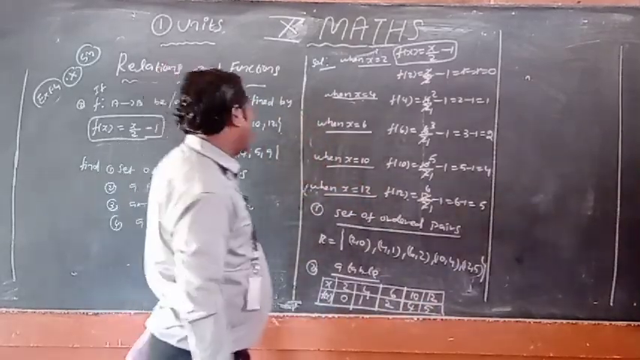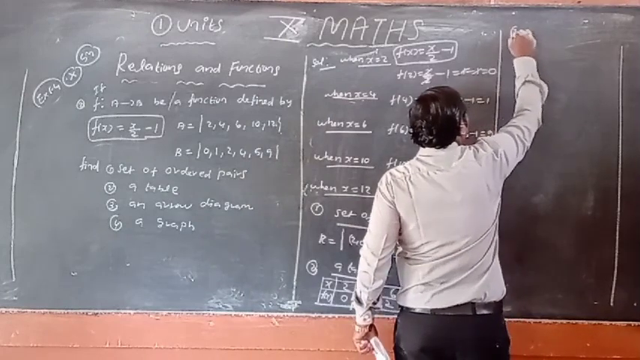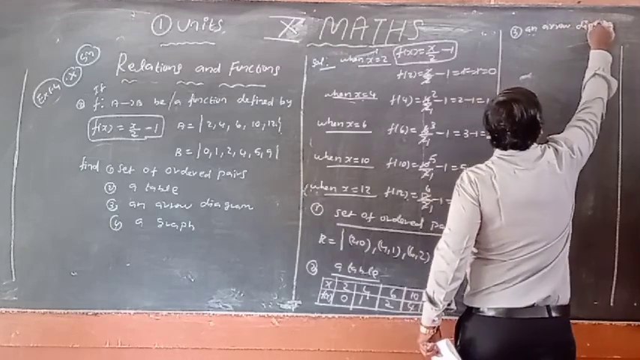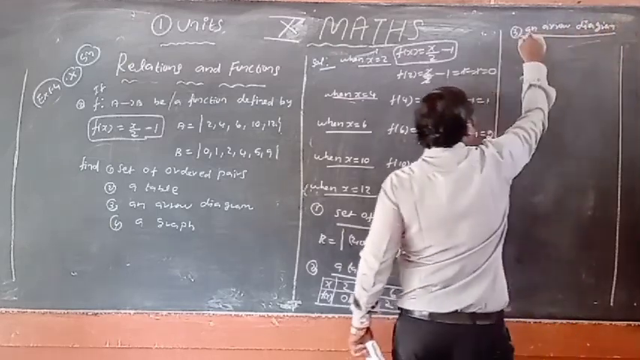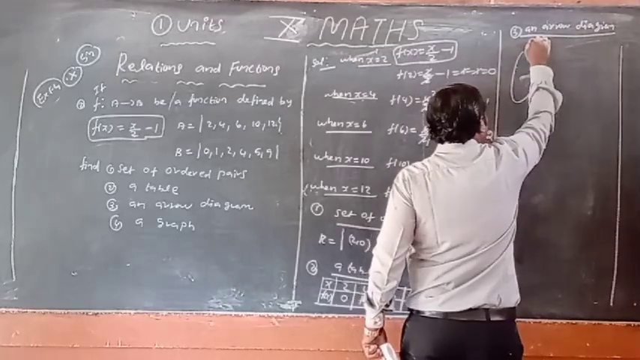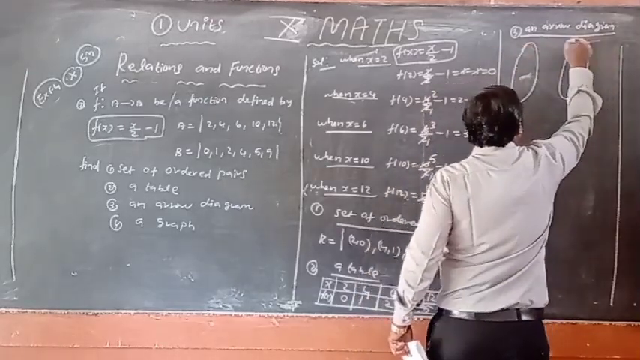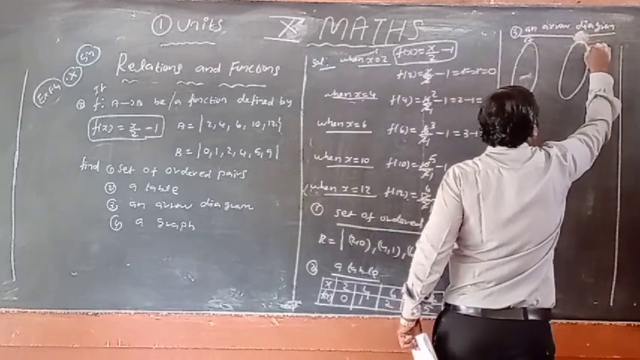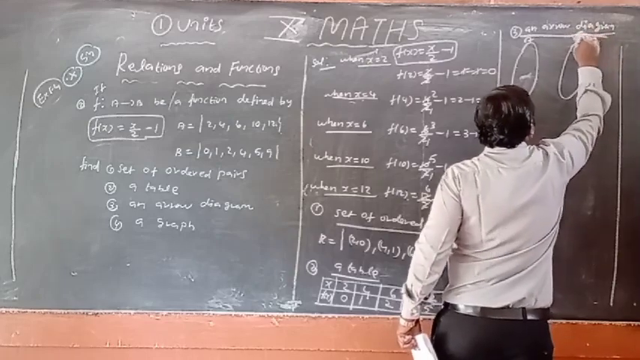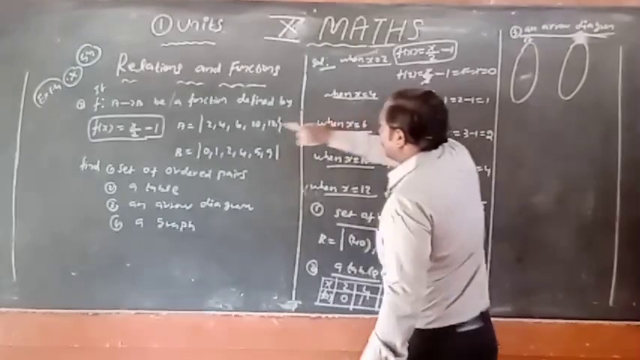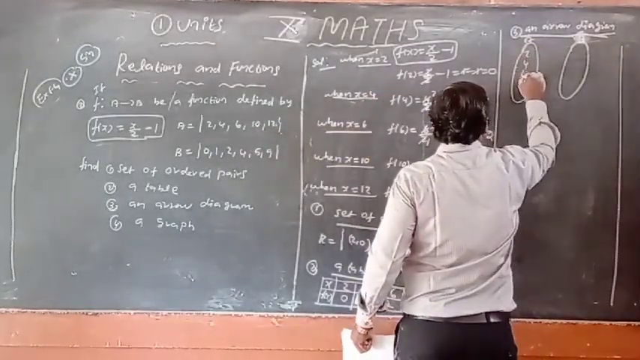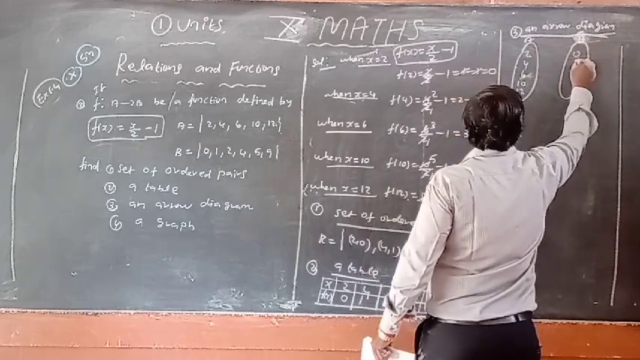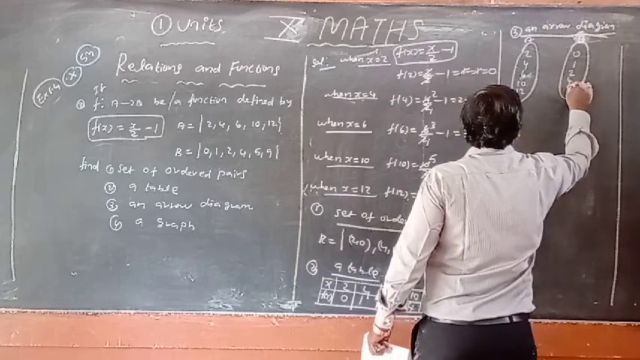What is the third one? Arrow diagram. Okay, so now let us watch it. First one is a domain. Second one is codomain. This is for A, this is for B. Domain, codomain. A altogether has values 2, 4, 6, 10, 12. Substituting gives the values 0, 1, 2, 4, 5, 9.